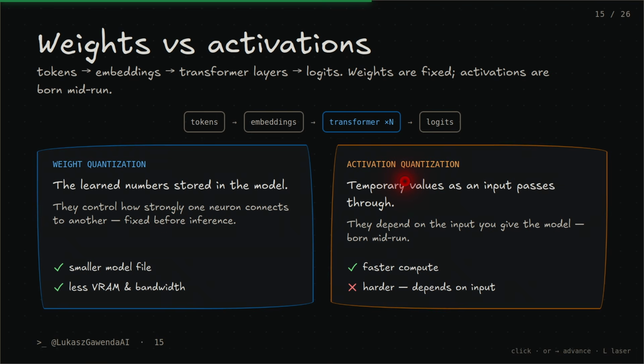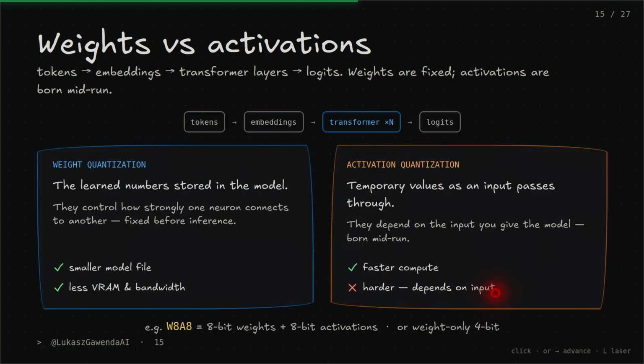So this typically means that we have, for example, W8A8 is like 8-bit weights and 8-bit activations. So more speed, but quality could break faster if we are sloppy, and it's harder, because it depends on input. So we need to recalculate during inference and so on.